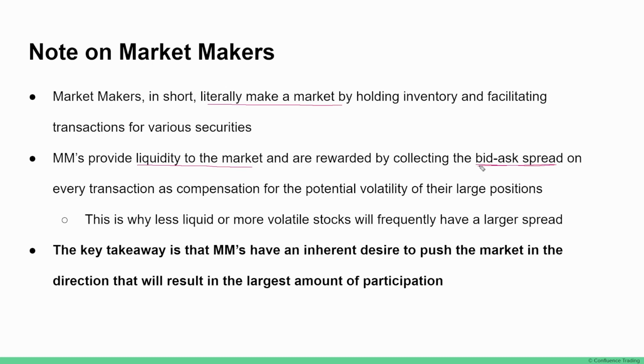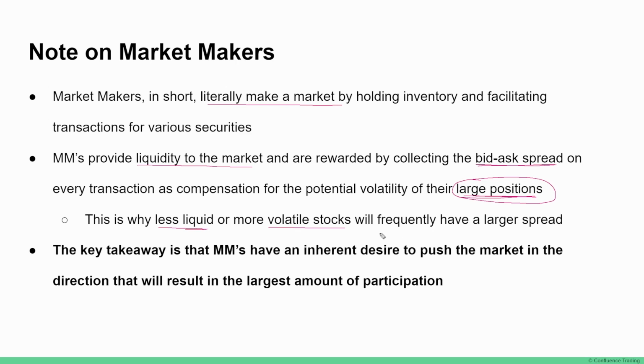So if there's a 1 cent bid-ask spread on Apple, every single time you transact a share on Apple, they get 1 cent. Again, this is compensation for holding very, very large positions. So the reason, therefore, that you'll see stocks have a larger or a smaller spread is often because they are either less liquid or more volatile. Therefore, holding a large position is essentially more risky than if the stock, again, was something like Apple, where millions and millions and millions of shares get traded every single day, and the stock price is relatively stable.